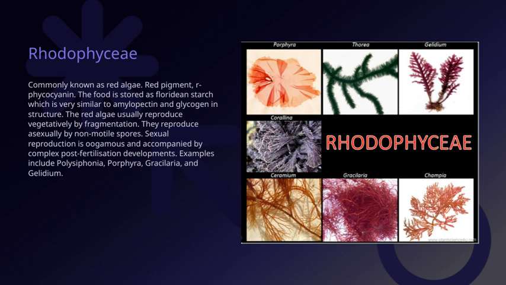Some well-known examples of red algae include Polysiphonia, Porphyra, Gracilaria, and Gelidium. These species are not only vital ecologically, but also economically, especially because some of them are sources of agar and other useful compounds. Connecting this to our overall theme, red algae exemplify the diversity and adaptability of algae types, highlighting their importance in ecosystems and their various uses in industry.